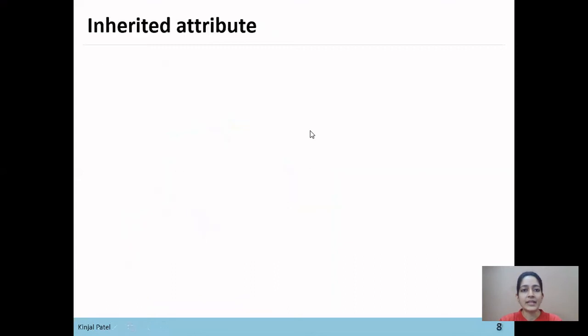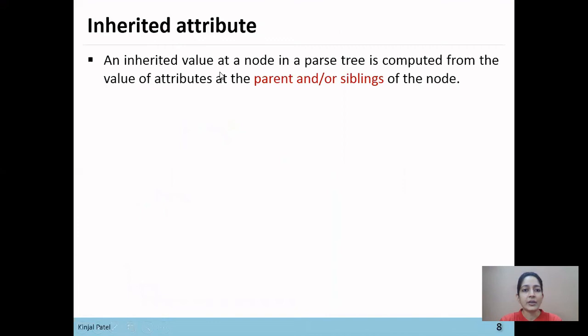So now the next attribute is the inherited attribute. An inherited attribute at a node in the parse tree is computed from the value of attribute at the parent node or siblings of that node. Means the value of an inherited attribute will be computed from the parent node or sibling node. So a synthesized attribute is computed from its child node, and an inherited attribute is computed from the parent node or sibling node.